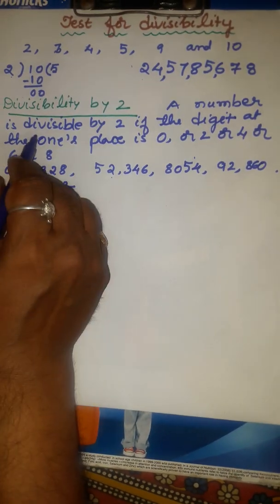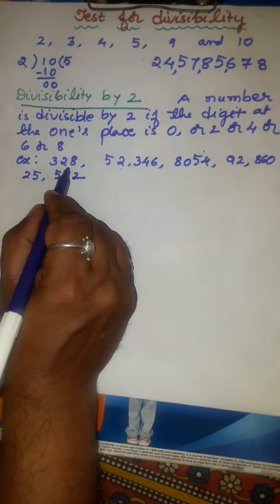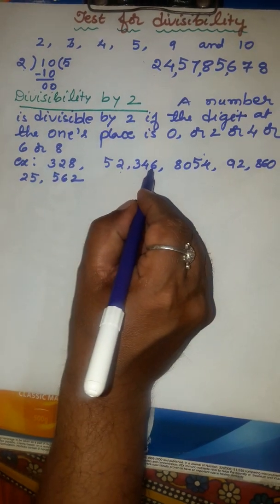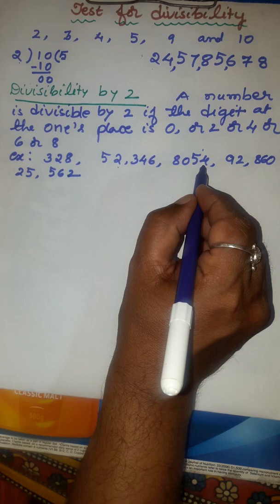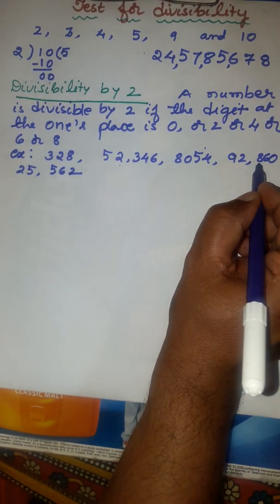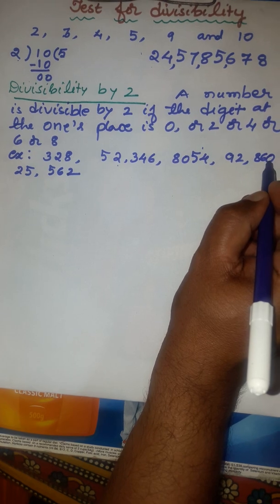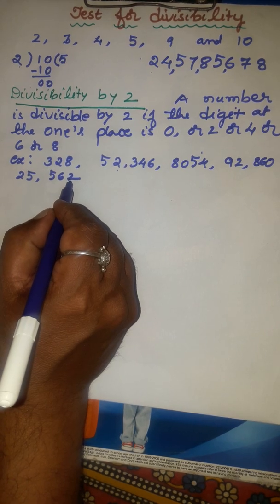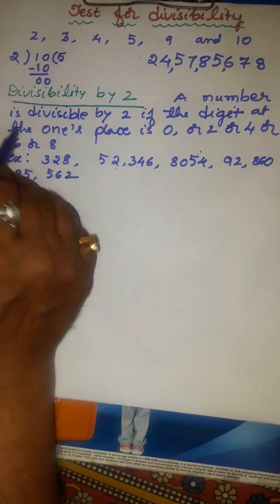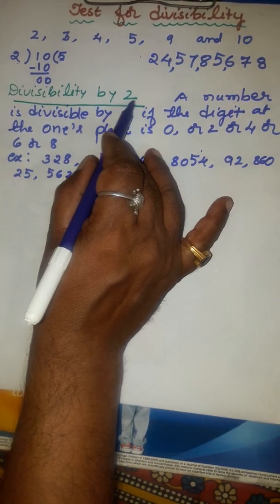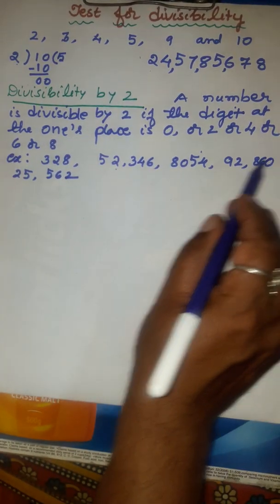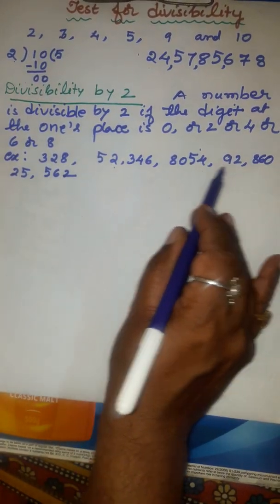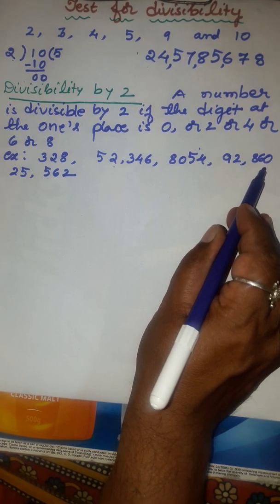Why? Because as per the rule of divisibility by 2, in the first number, in the unit place we have 8, in the second number we have 6, in the third number we have 4 in the unit place, in the fourth example we have 0 in the unit place, and in the last example we have 0 in the unit place. So by applying the divisibility by 2 rule, without wasting the time and without actual division, we can say whether these numbers are divisible by 2 or not.